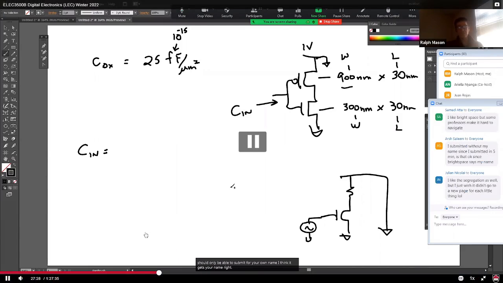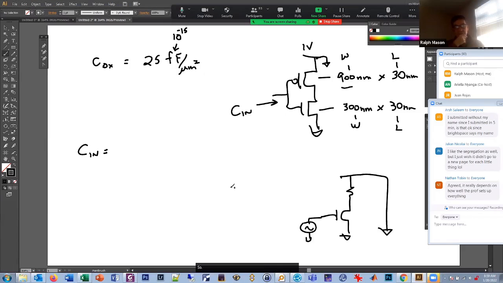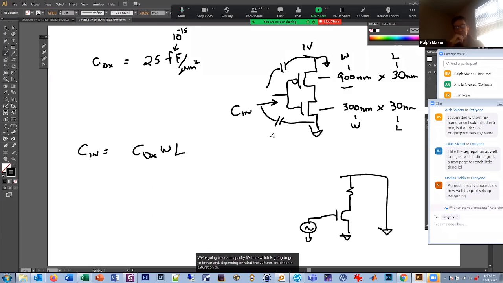Okay, 8:59. We're going to go through the answer. So what's the capacitance? Normally the capacitance we're told is C aux times W times L, right? In this case, we have two capacitances: a gate capacitance going to ground, and another going to ground. Depending on the voltages, either in saturation or cutoff, it's the same input capacitance, so the C aux and the equation are the same.